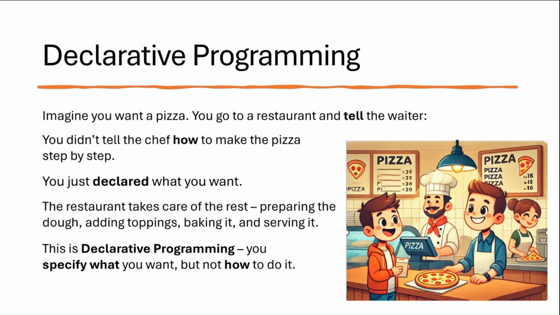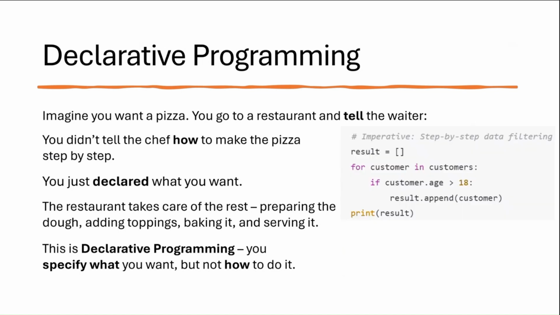In imperative programming, we used to define the steps to come up with the solution. But here we just ask, this is the output we need, or this is what we want to achieve. You just specify what you want, not the how part. We'll understand this in the next slide. So let's understand more with this example. In the imperative approach, where you want to do data filtering, you iterate over all the customers' data.